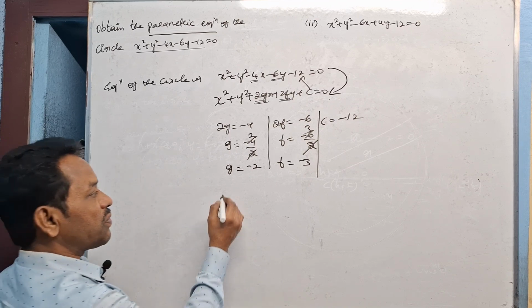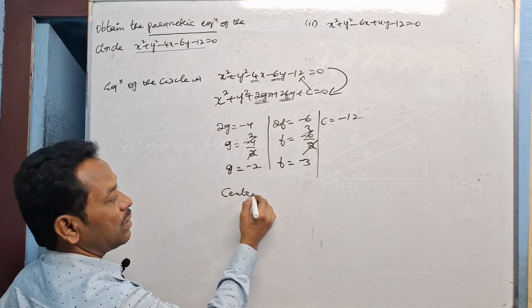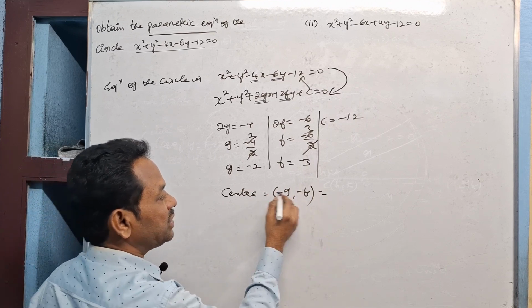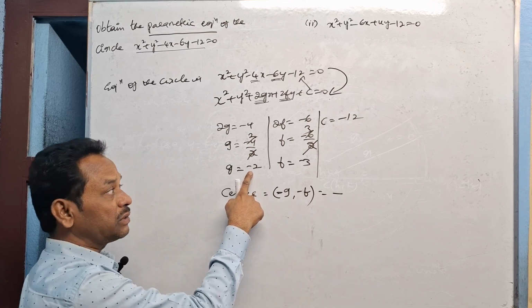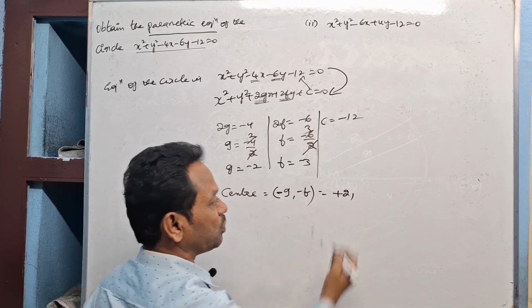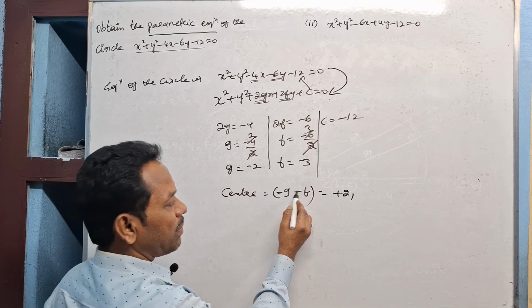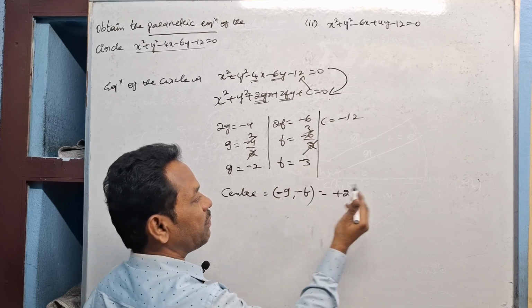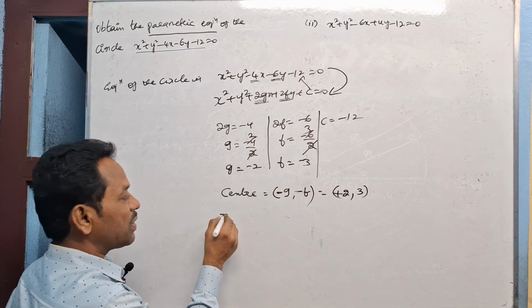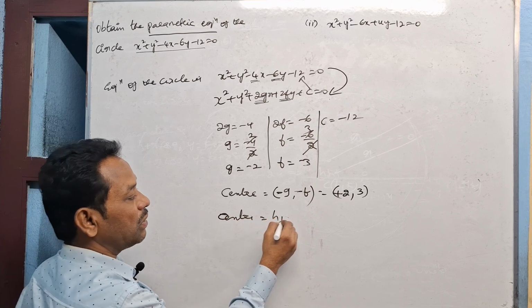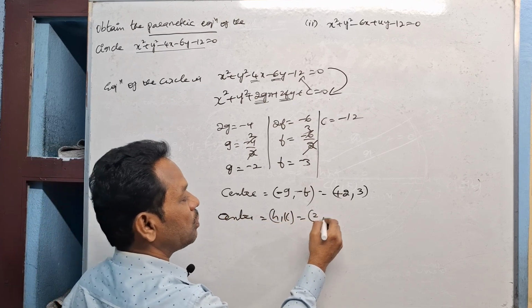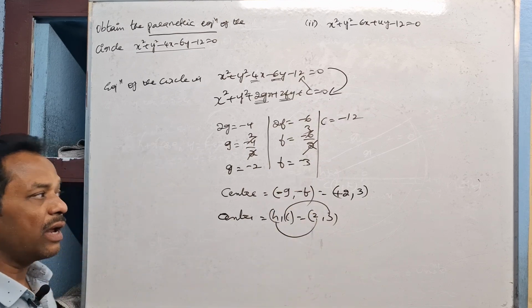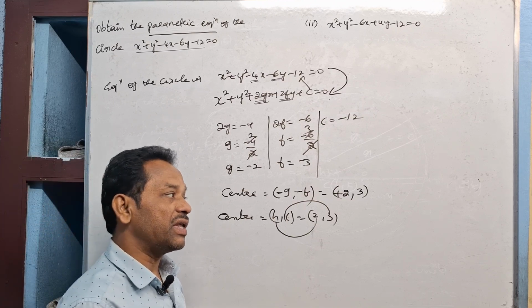Now we know the center of the circle is minus g comma minus f. Here the value of g is minus 2, so minus of minus 2 will get plus 2. For f also we have negative, so we get positive. Therefore the center, the value of h comma k, equal to 2 comma 3. The value of h is 2, the value of k is 3. To get the parametric equation we need the radius also.